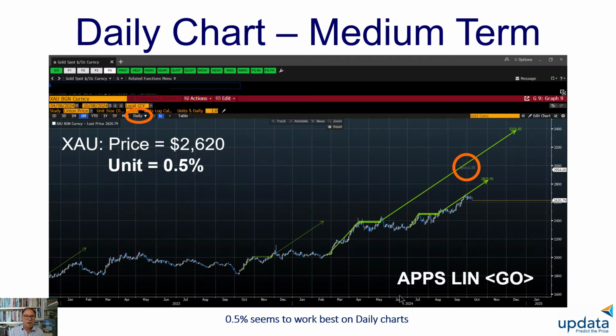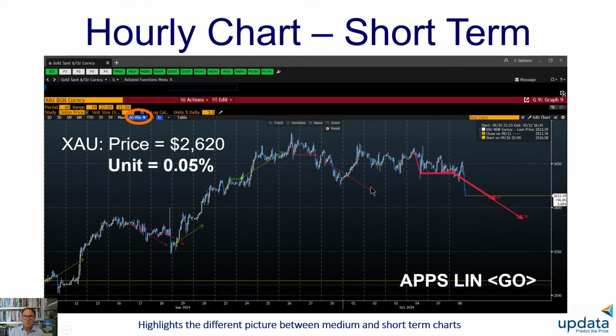So here's a daily chart of gold. This is a medium-term chart. We're using 0.5% of the price. And then if we go to a 60-minute chart, you'll see now that we've got downside targets kicking in that we're not seeing on the daily chart. And here we're using 0.05% of the price. So it just shows you that concept of the difference between short term and medium term.